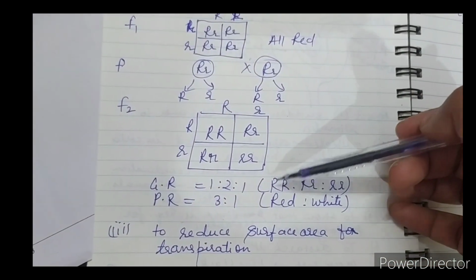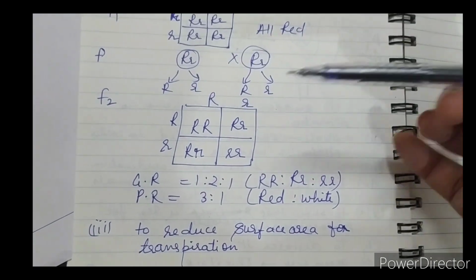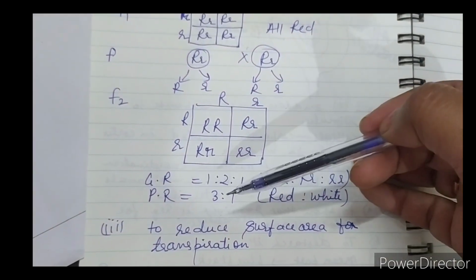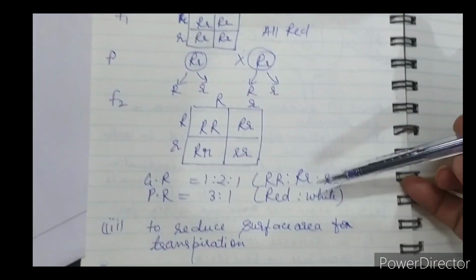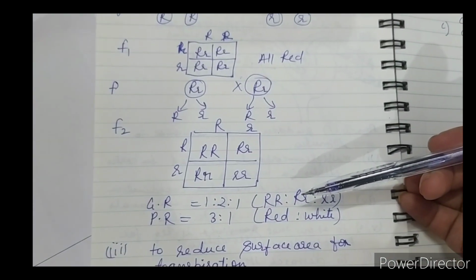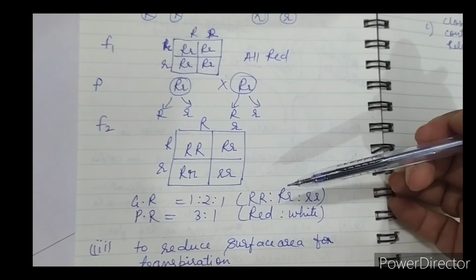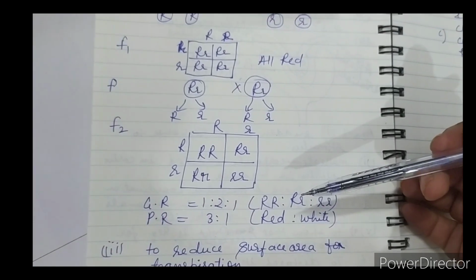Genotypic ratio is 1:2:1 between capital R capital R, capital R small r, and small r small r. And phenotypic ratio is 3:1 between red and white flowers. They have directly asked you to draw the entire flowchart or entire cross between red and white flowers.